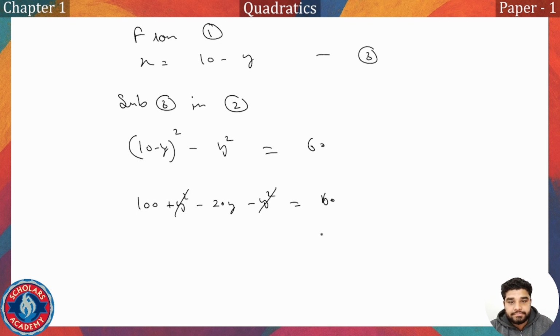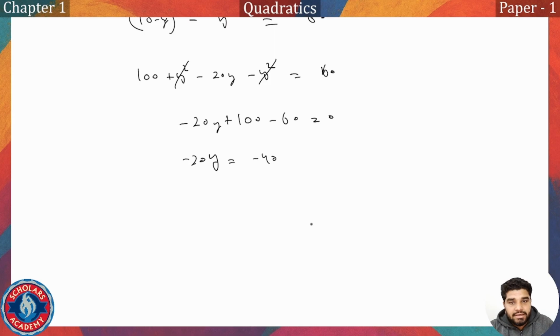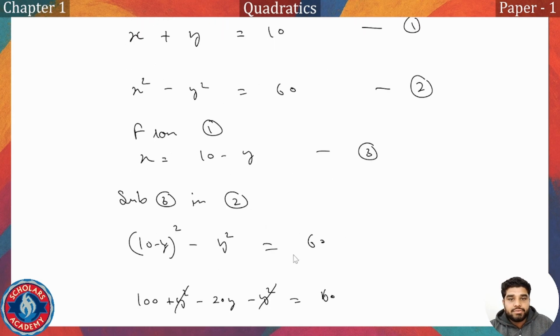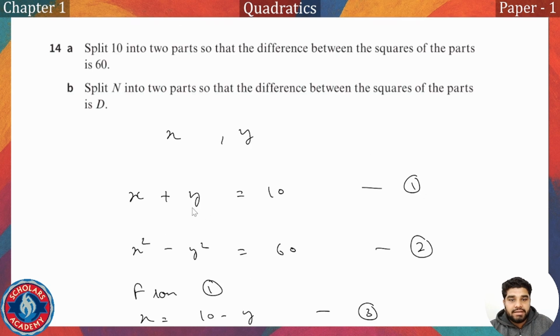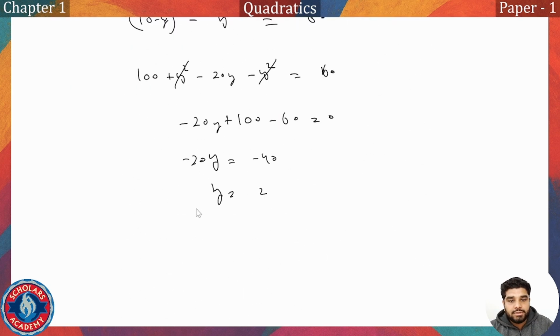I get negative 20y plus 100 minus 60 is equal to 0. This gives us negative 20y is equal to negative 40. So I get y is equal to 2. So if I get y as 2, I will substitute that and I will get the value of x. So if y is 2, x will be 8. y is equal to 2, x is equal to 8.